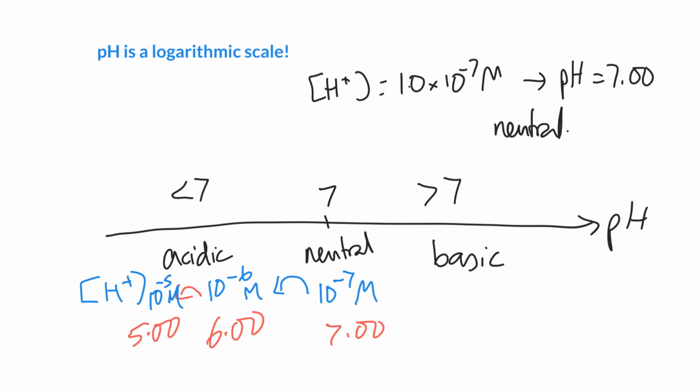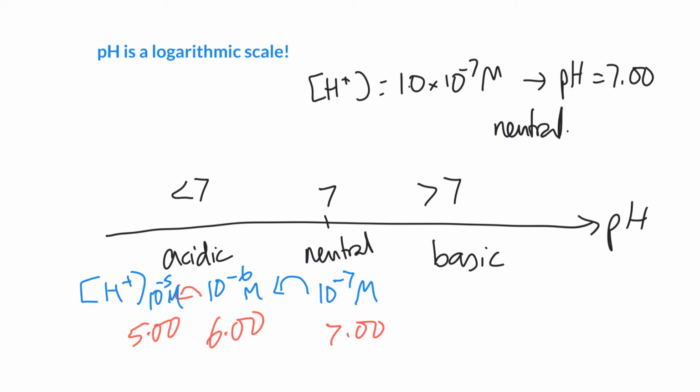So it doesn't look like much, right? We've increased the concentration by 10, the pH dropped by 1. We've increased it by another 10, so that's 100 times more acidic than pure water, and the pH changes by 2 units. So pH is a logarithmic scale, and that means that very large changes in concentration give rise to quite small changes in pH.